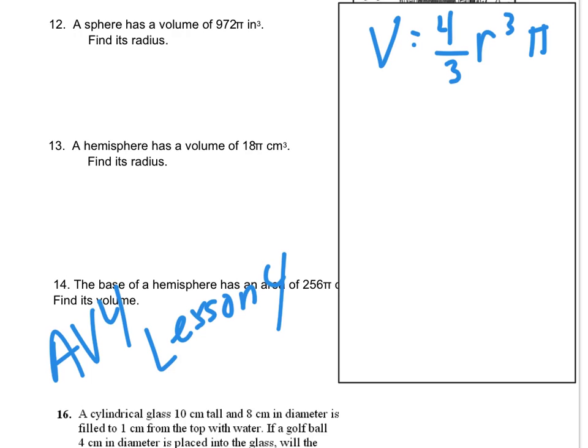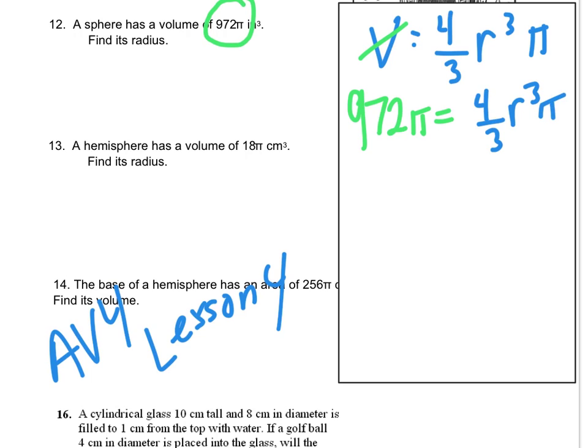Problem number 12 from AV4 Lesson 4 starts with the volume of the sphere and asks you to work backwards to find the radius. The volume of the sphere is 972 pi, so we will erase the V and use 972 pi instead. We have 4/3.